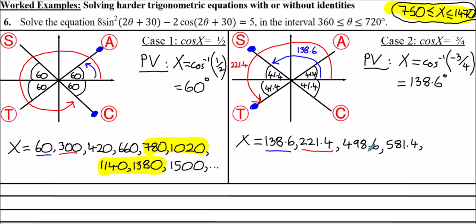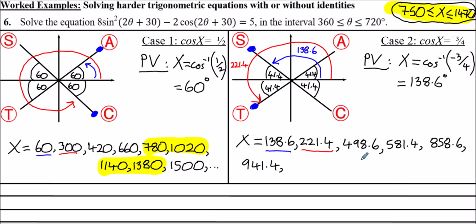So if we add 360 onto both of these, 498.6 plus another 360 gives us 858.6. Now that is in range. Add 360 onto this one, we get 941.4. I've worked these out in advance, so you can rest assured I'm not making any stupid slip-ups here. Keep going, add 360 onto both of these.